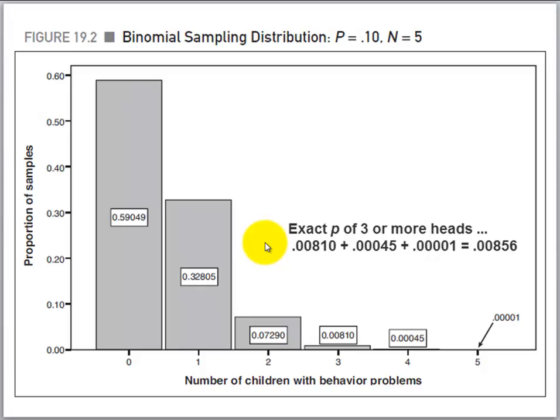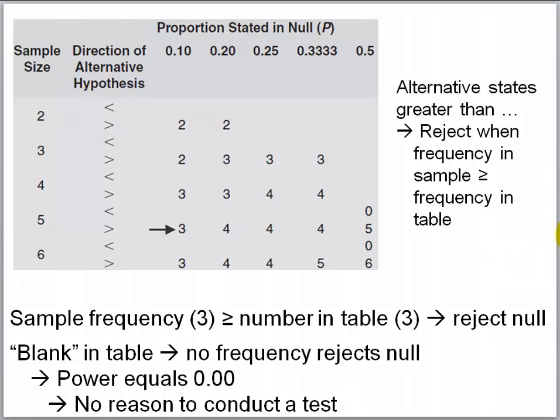We would sum the probabilities for 3, 4, and 5, and so the exact probability of getting 3 or more heads would be 0.00856. So we would get 3 or more heads a little bit less than 1% of the time. And indeed, the probability of getting 3 or more heads is a little bit less than 0.01.